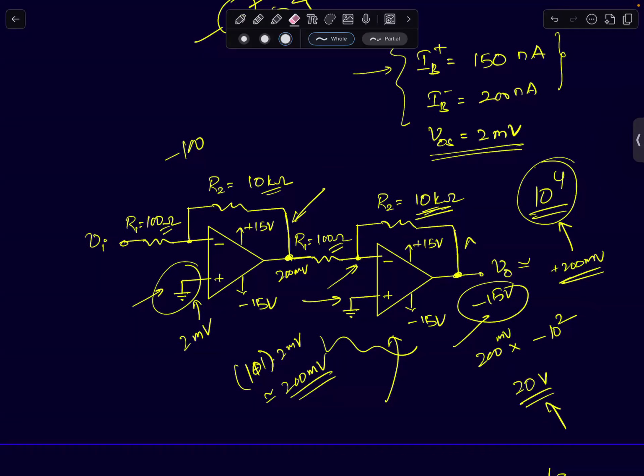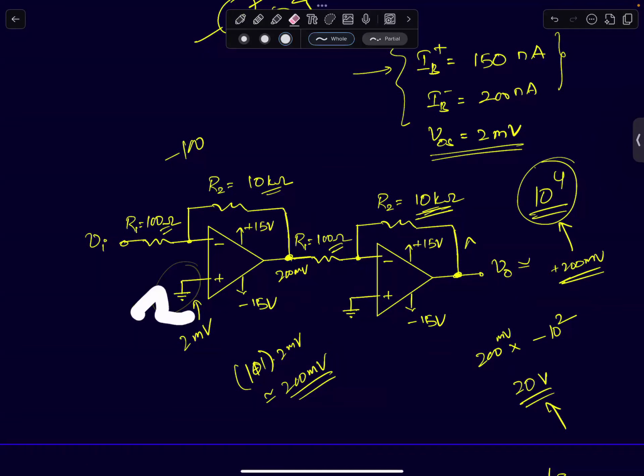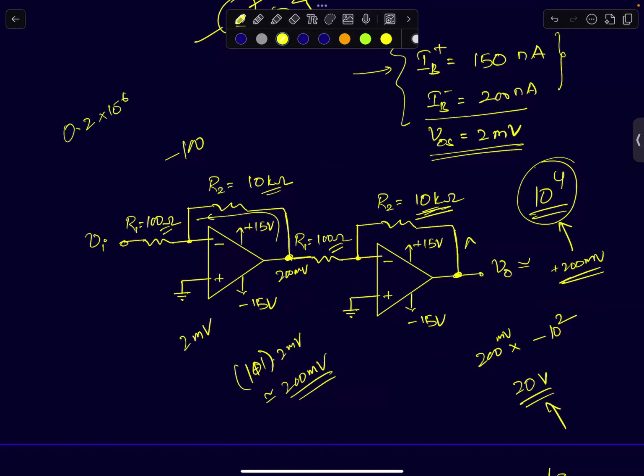Now analyze the impact of the bias currents. If you start with the bias currents, the first stage bias current is really low. What is the value of the first stage bias current? 200 nanoamperes. So 200 nanoamperes flowing through 10 kilo ohms. That is 0.2 into 10 power minus 6 as the current, multiplied by 10 kilo ohms, which is 10 power 4. So that will be 0.2 into 10 power minus 2 volts, which is 2 millivolts. So the voltage change due to the bias current is just 2 millivolts.